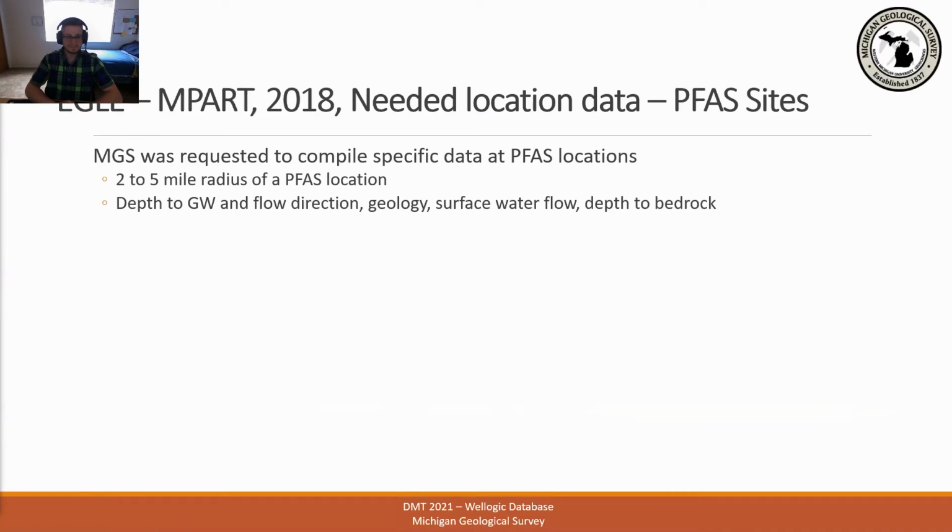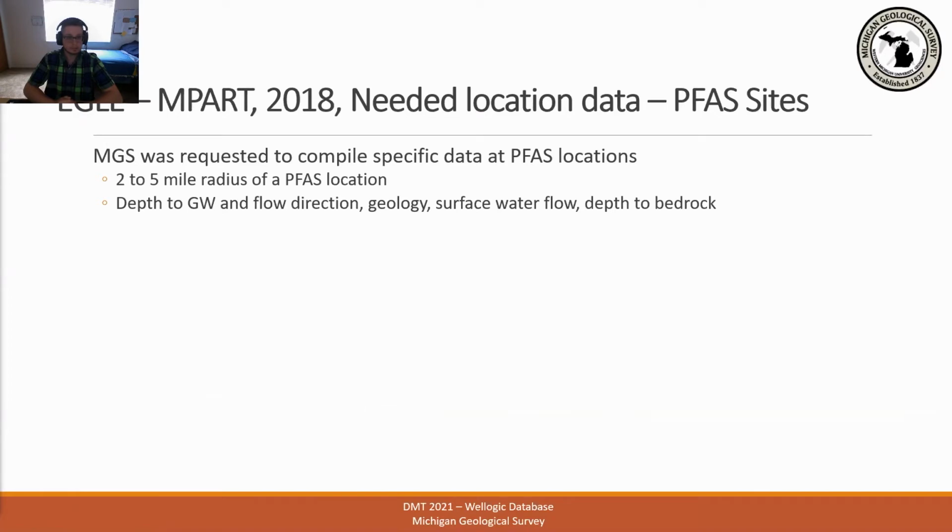All right. So in 2018, MGS proposed to Eagle, MPART, that we really need to have a better understanding. And so they were giving us locations. I showed you that we had 152 locations. They identified locations that had PFAS in the wells. And so we went and gathered the data out of Wellogic, and then we looked at the other data sources that we had out there.